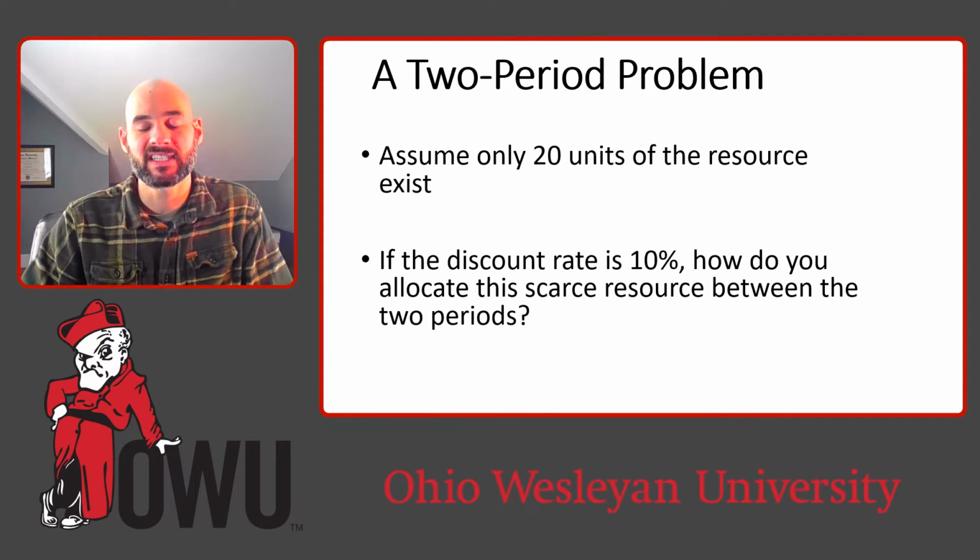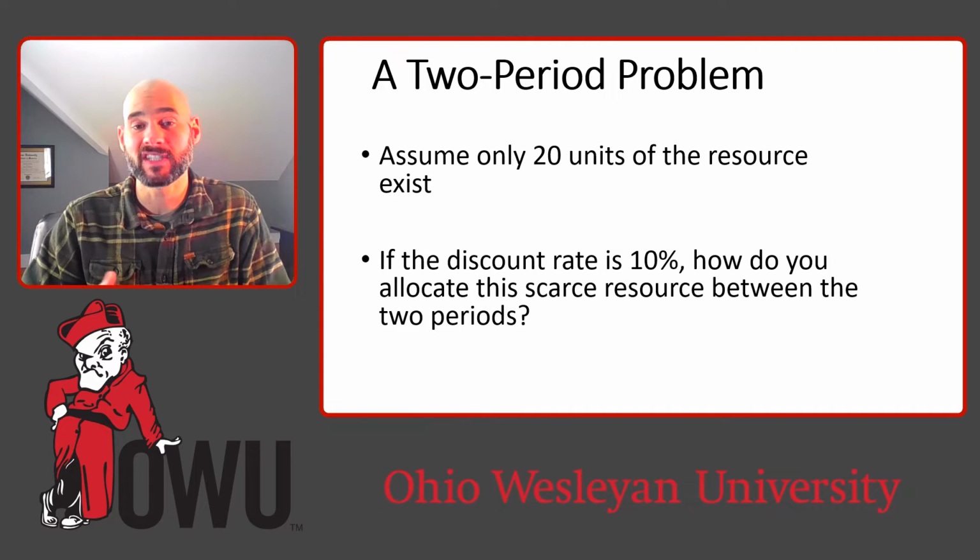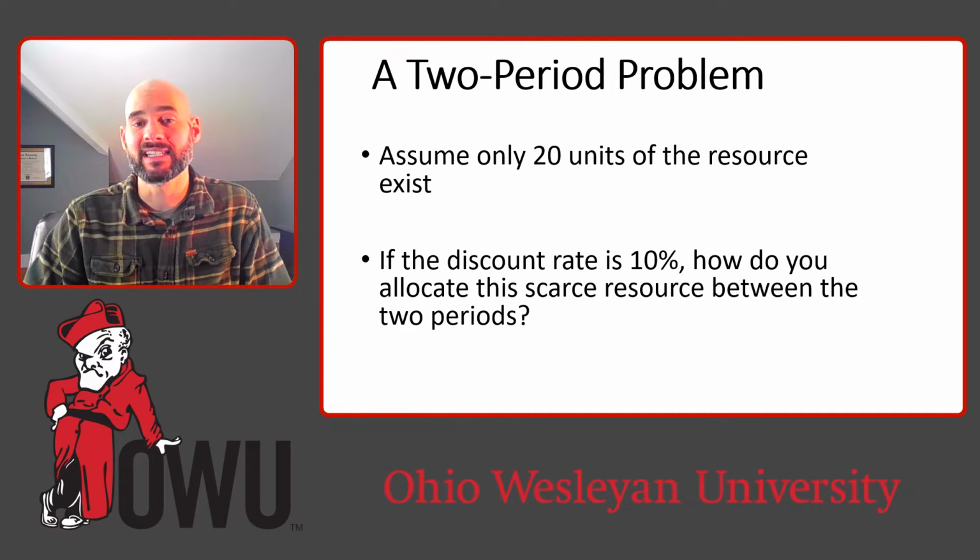So let's just stick with this example and assume that there are only 20 units of the resource available. So if the discount rate is 10%, how do we allocate the scarce resource between the 2 periods? Hopefully it's clear now that optimally, in a world without scarcity, we would desire 15 units in each time period, and there's only 20 units total, so we're going to have to make some trade-offs about how much we can consume in time period 1 versus time period 2.